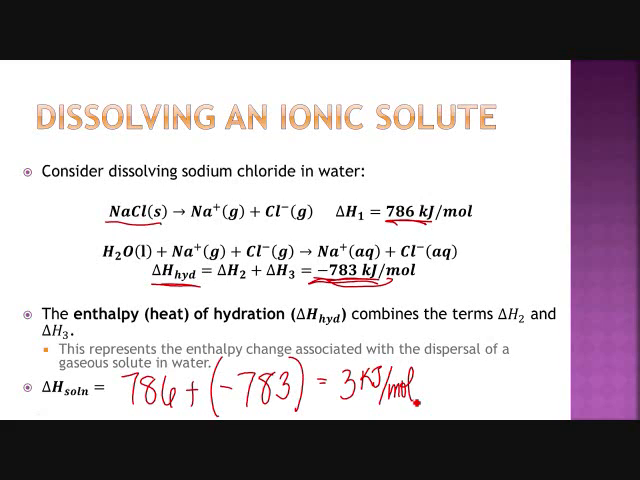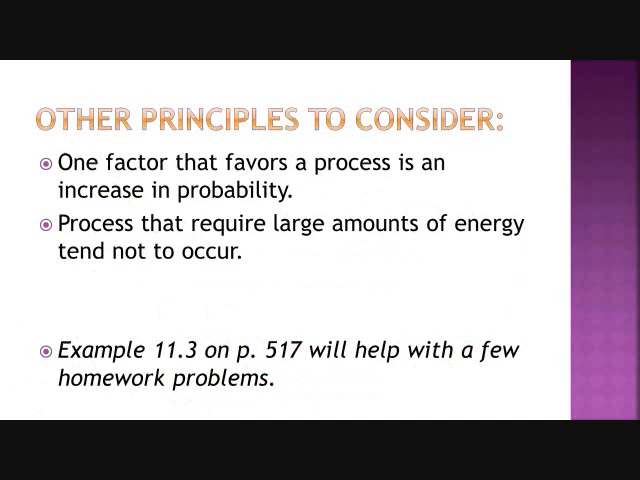3 kilojoules is really not that much compared to 786 kilojoules. So it's small, but it still shows, if it was 0, it would say that it required no extra energy whatsoever, or wouldn't have any extra energy created, but it does have some. So it will create just a little bit, or need a little bit absorbed into it. There are other principles to consider. One of them is an increase in probability.